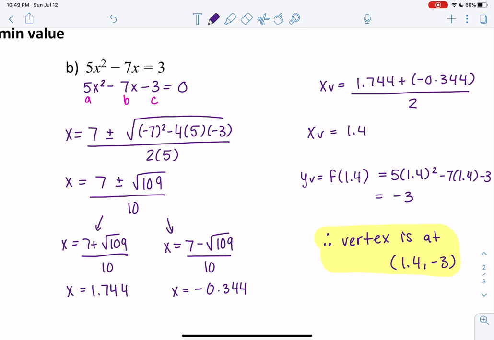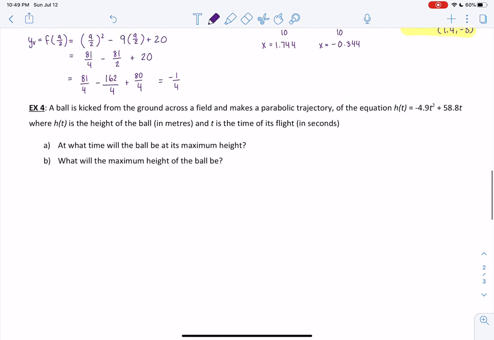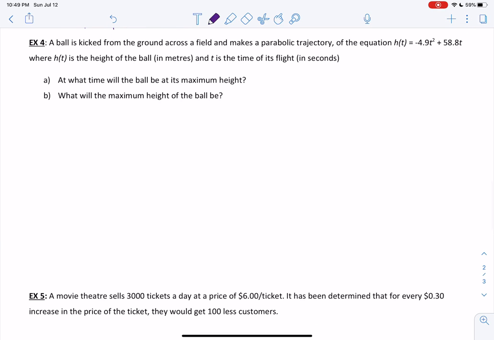All right, let's do a couple quick word problem examples and then we're done. So for example 4, a ball is kicked from the ground across a field and makes a parabolic trajectory followed by the equation h at t is negative 4.9 t squared plus 58.8 t, where h at t is the height of the ball in meters and t is the time of its flight in seconds. What we need to find out is A, what time will the ball be at its maximum height, and B, what will the maximum height of the ball be?